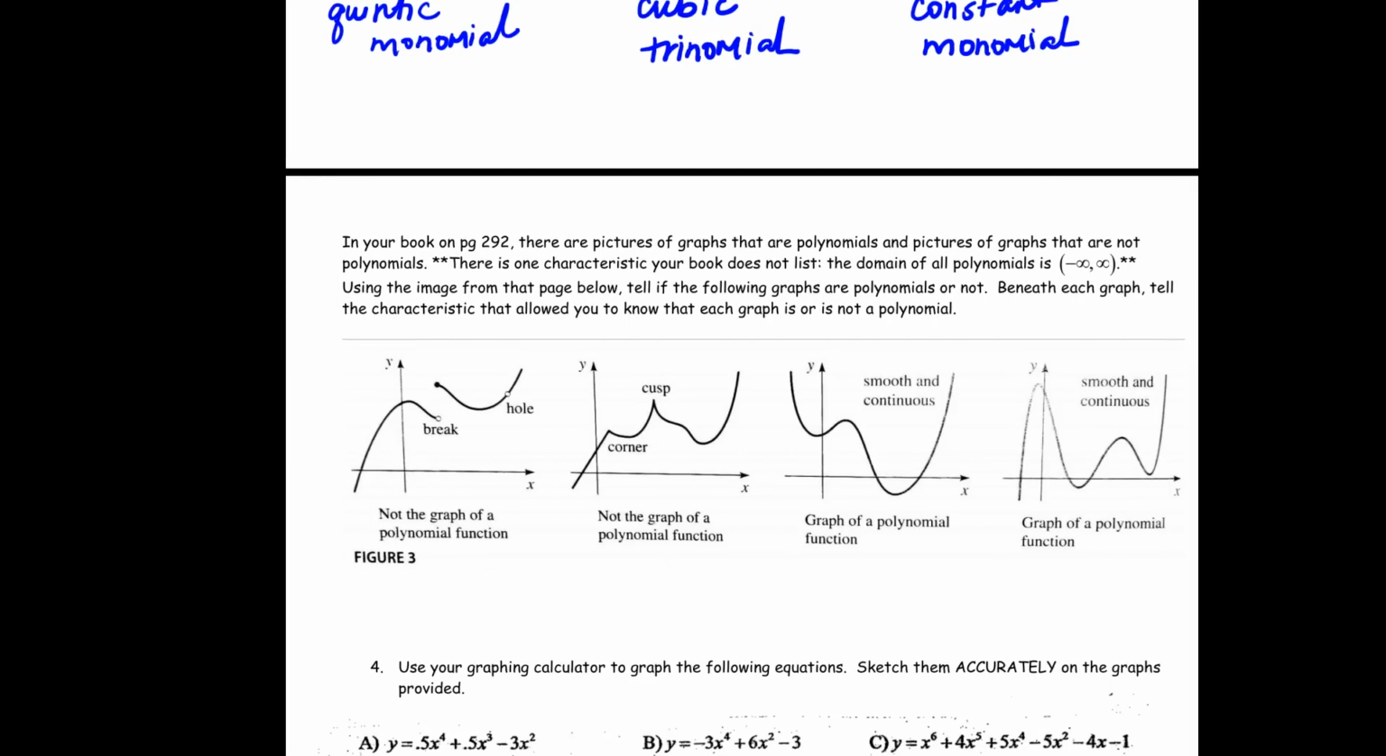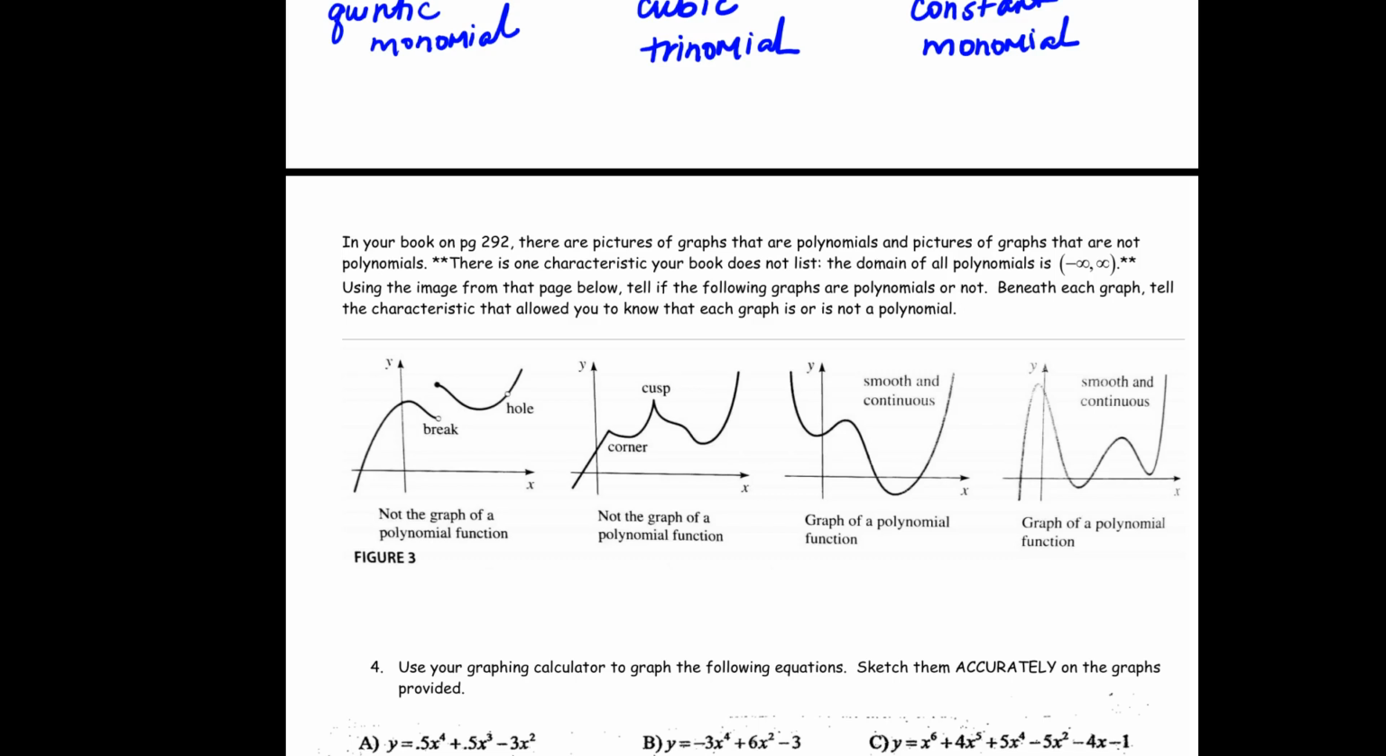Our goal for today is going to be looking at what makes a polynomial, and what are some of the key characteristics about their graphs. First one here kind of shows you what the curves of polynomials tend to look like, and what type of curves would not classify as a polynomial. If you looked in your book on page 292, there are pictures of graphs that are polynomials and pictures of graphs that are not.